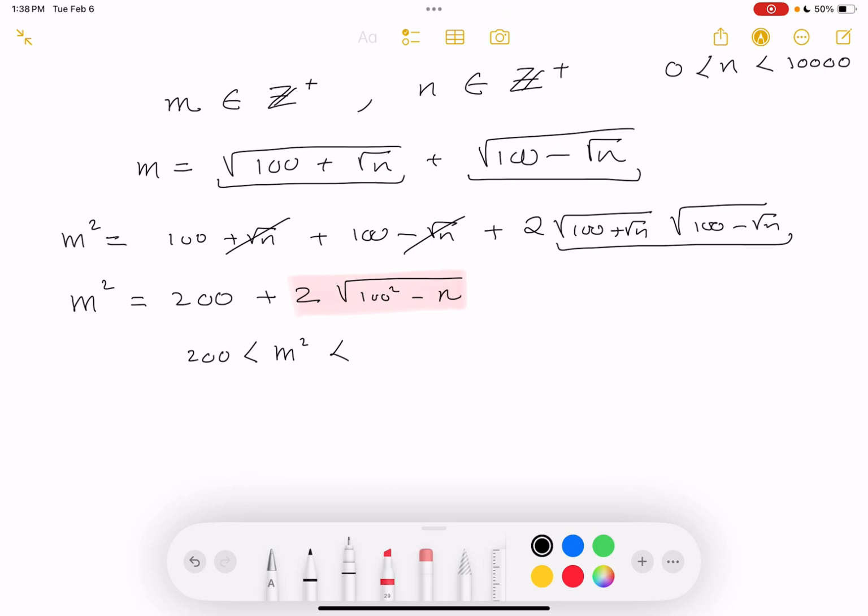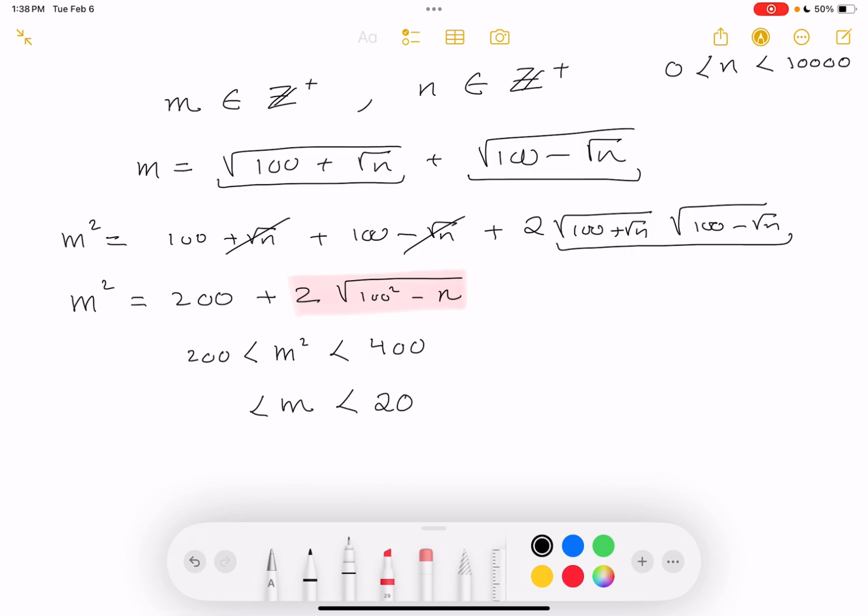Well, I know n can't be 0, but if it were 0, I would get 100 squared. But you get close to 0, I mean, you get close to 1. It's going to be 200 plus 200, which is 400. That's not a bad place to start. I know that m squared is between 200 and 400. Then I've got to start thinking about this: m's a positive integer, by the way. And I'm wondering what this thing is now. 400 is pretty easy, right? It's just going to be 20.